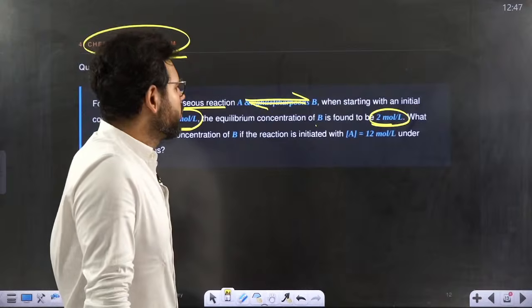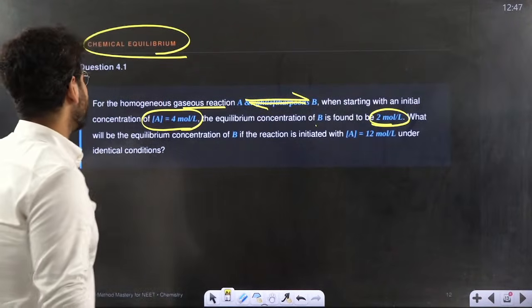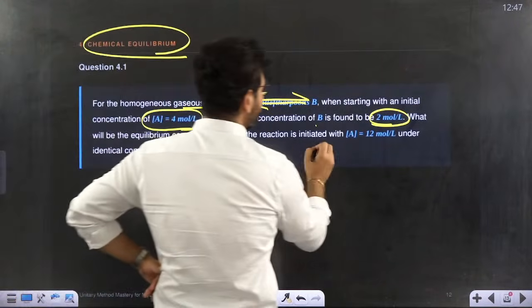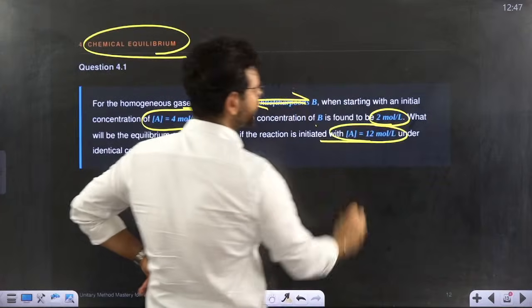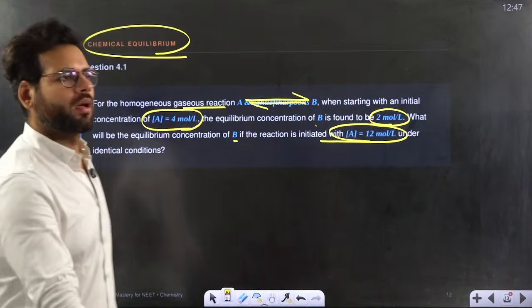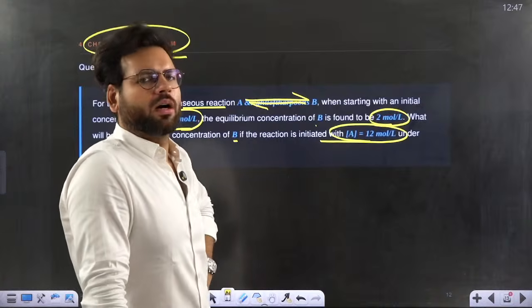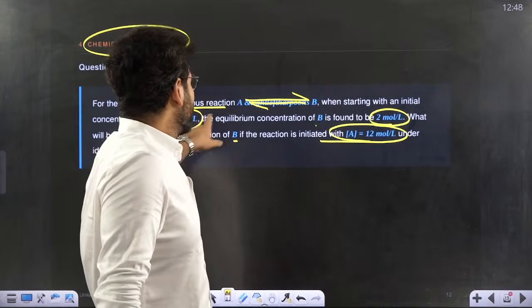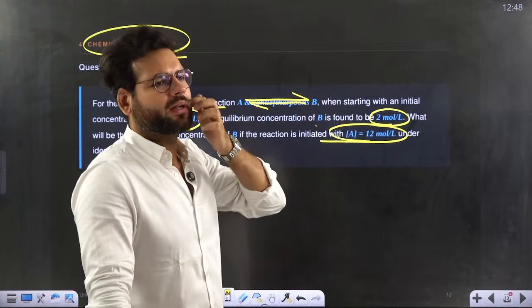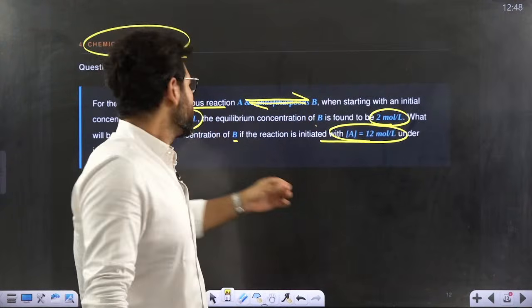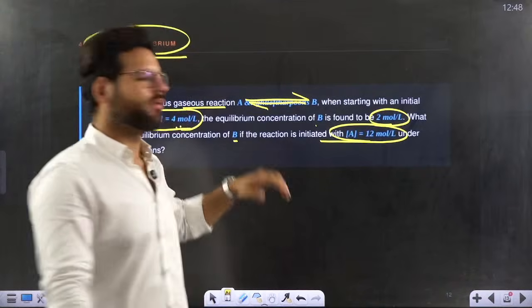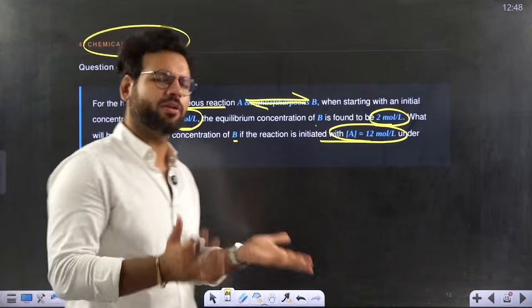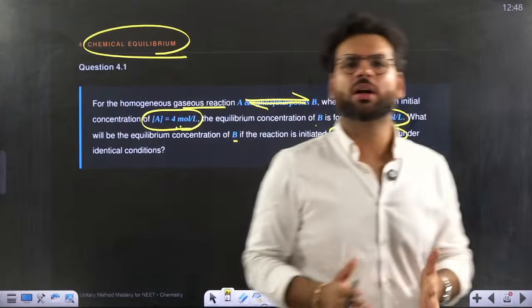Was found to be 2 mole per liter. What will be the equilibrium concentration of B if the reaction started with 12 mole per liter? If instead of starting with 4, if I start with 12 mole per liter, then what would be the new equilibrium concentration of B? Although it is a simple unitary method problem only, it is not a tough problem.